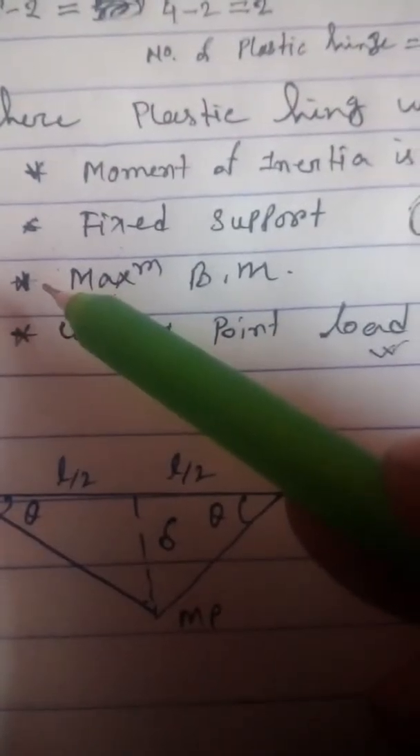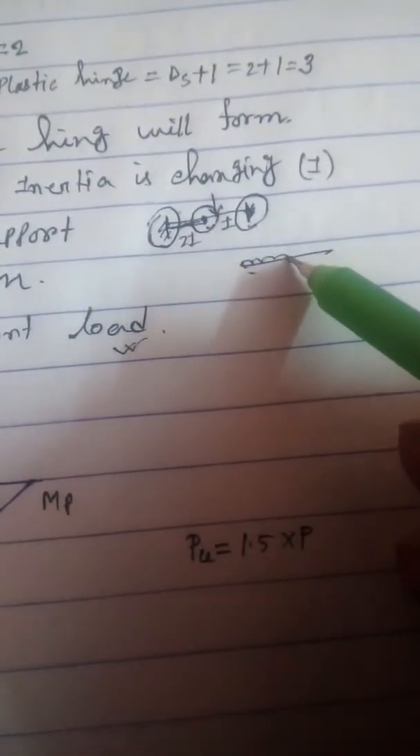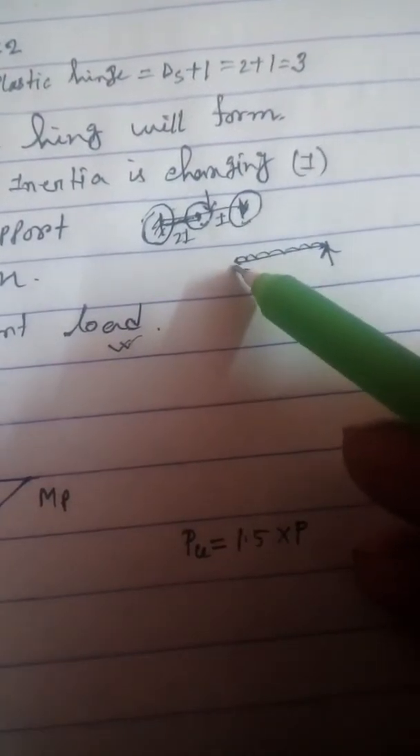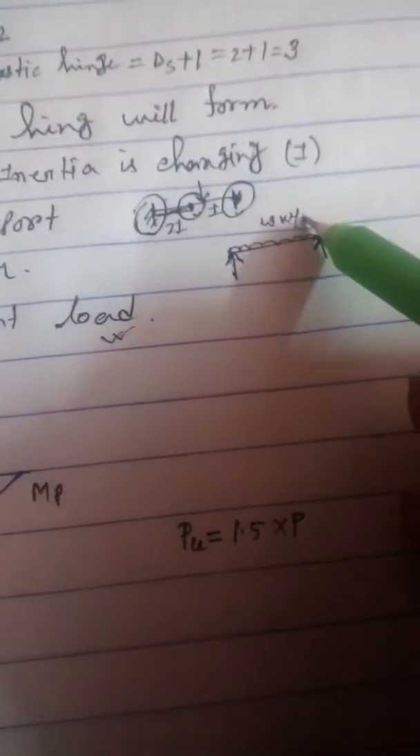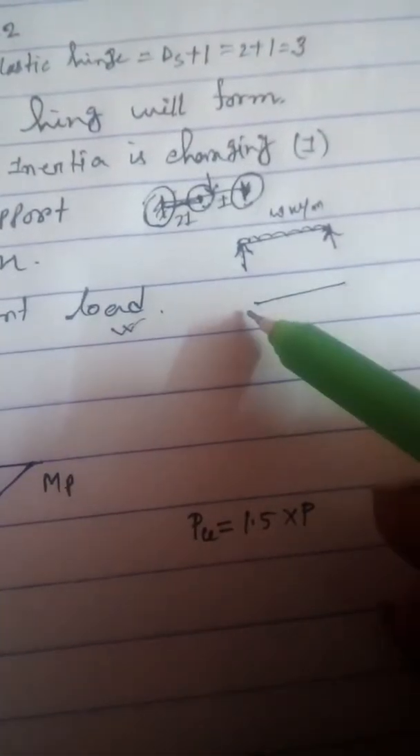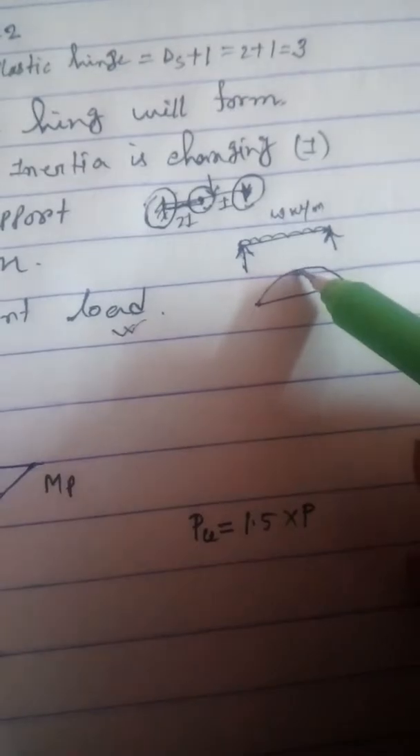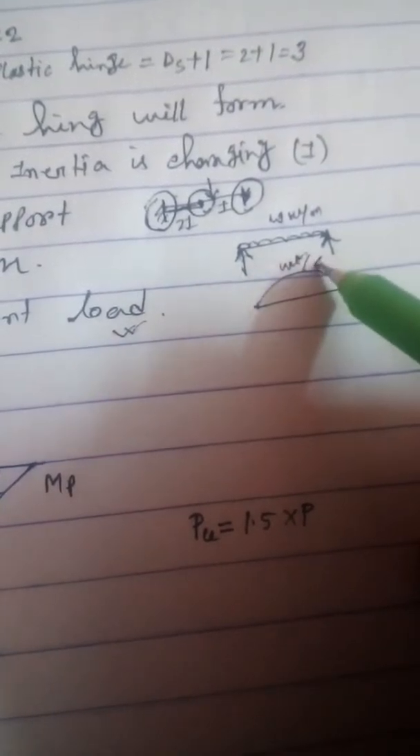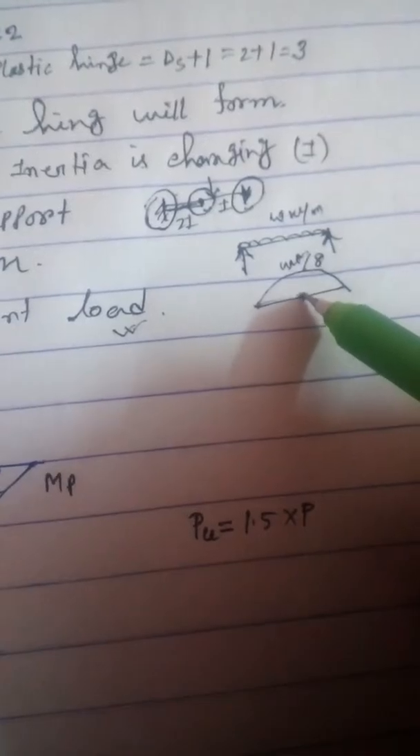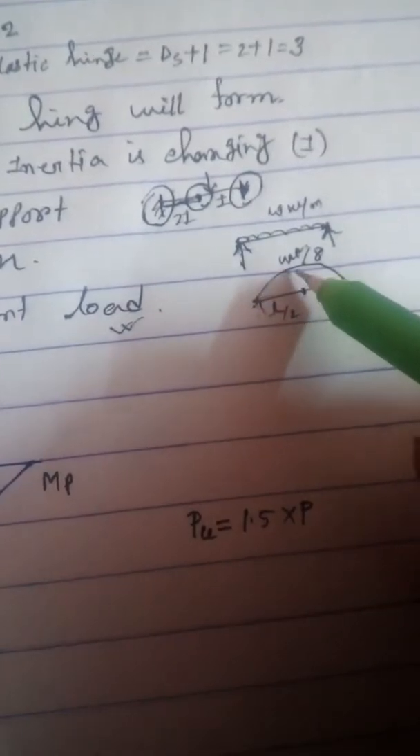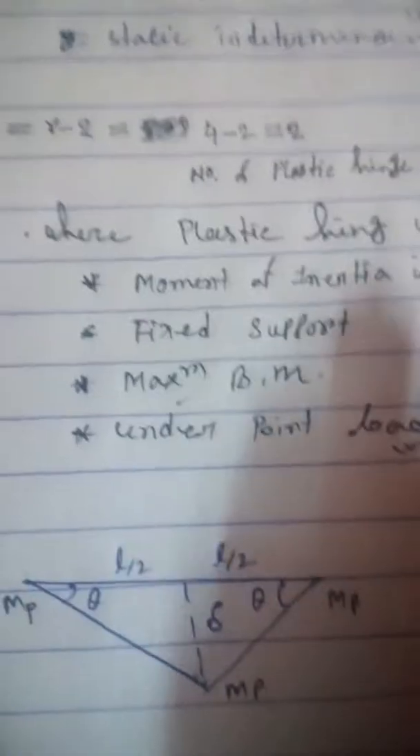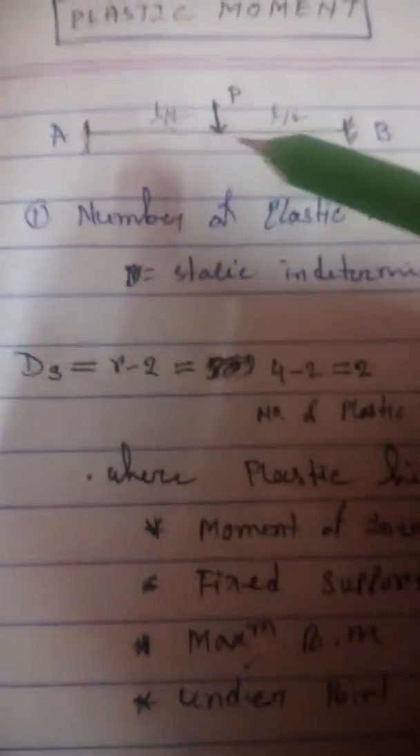And next, maximum bending moment. Suppose it's a simply supported beam having a uniformly distributed load W kilonewton per meter. The maximum bending moment will be WL square by 8, and it will be at the midpoint, that is L by 2 from here. So at this point a plastic hinge will also be formed. Okay, so now I will discuss how to find out the plastic moment for this beam.